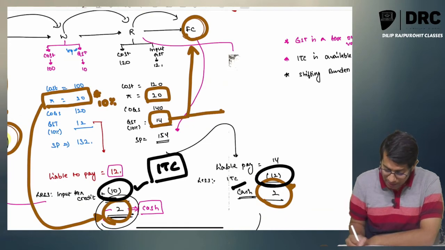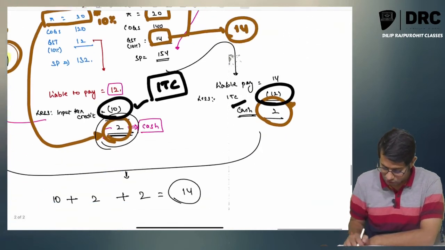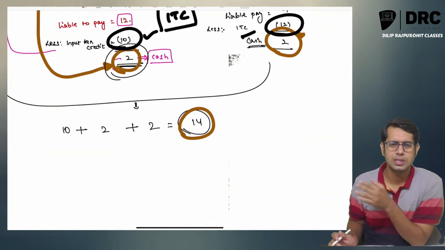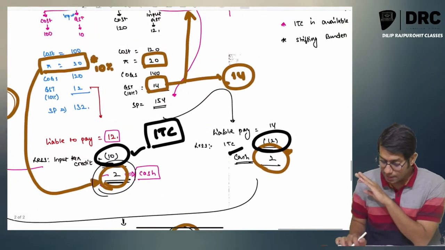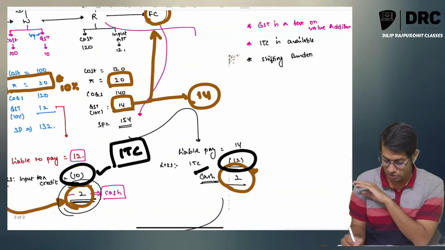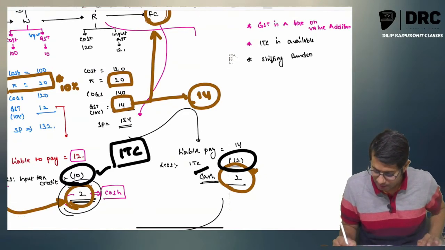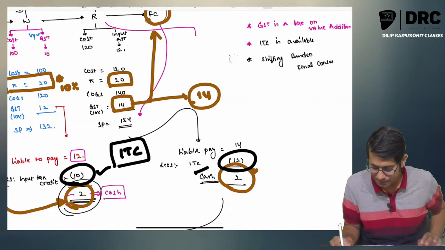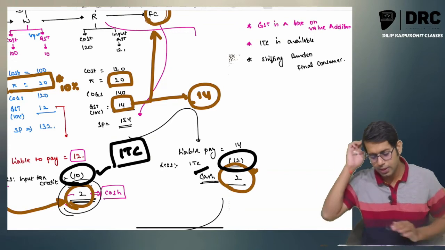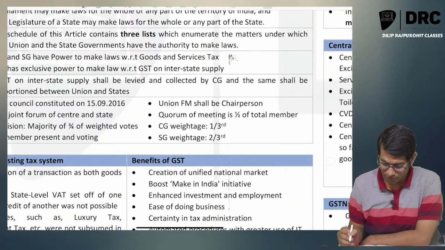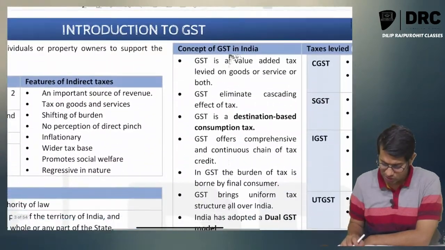So the entire burden is shifted to whom, sir? The final consumer. Government wanted 14 rupees, and who has paid this 14 rupees? It is the final consumer. So the entire burden is shifted under GST law. The tax burden is shifted, and the entire burden is on the final consumer. The entire burden of making the payment of taxes is on the final consumer. So this is the concept. I mean, this is how GST law is designed.